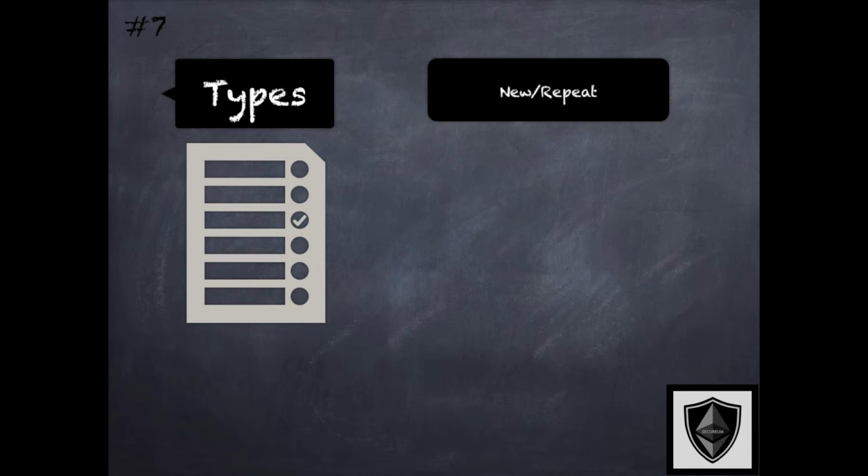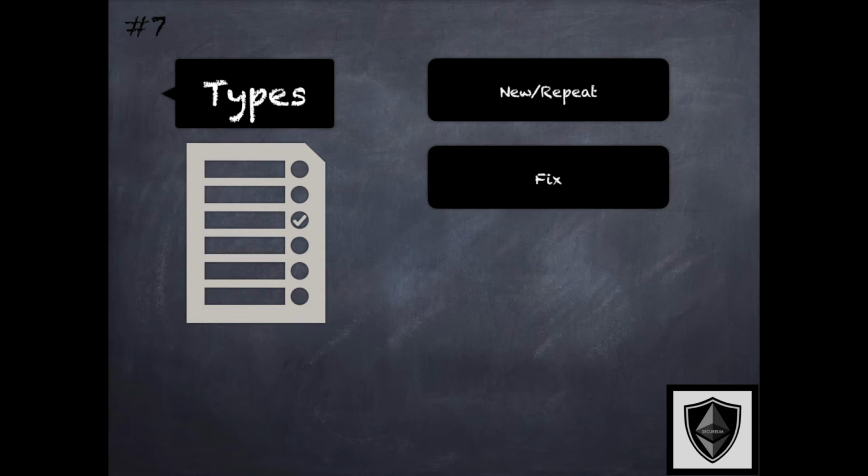We can think of new and repeat audits. New audits are for new projects that are just being launched for the first time. Repeat audits, on the other hand, are for existing projects that have had an audit or two before, but is being revised. There's a new version of this project coming up with new features or optimizations for which a repeat audit is being performed.